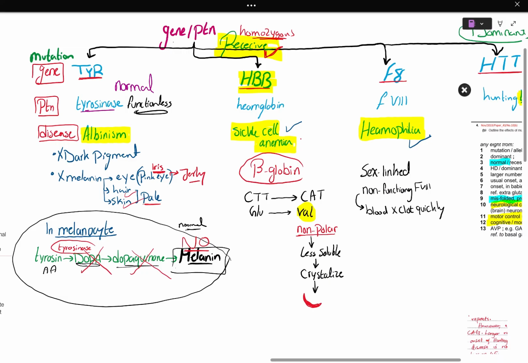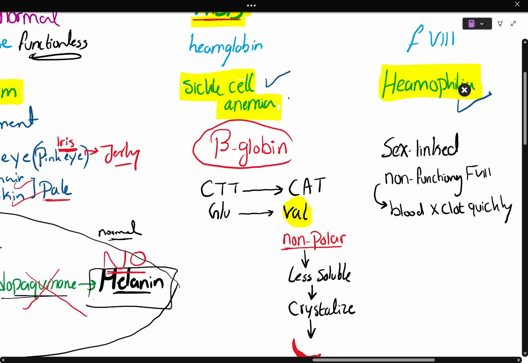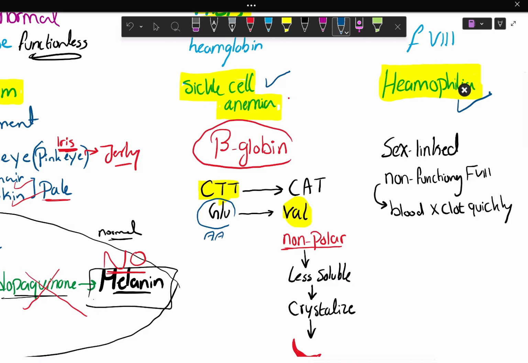Okay, so here you have to know a little bit more. The normal base for one of the codons in this chain is CTT. This is the normal base, and it codes for the glutamine amino acid. This glutamine is polar, so it makes the hemoglobin soluble and it does not clump.